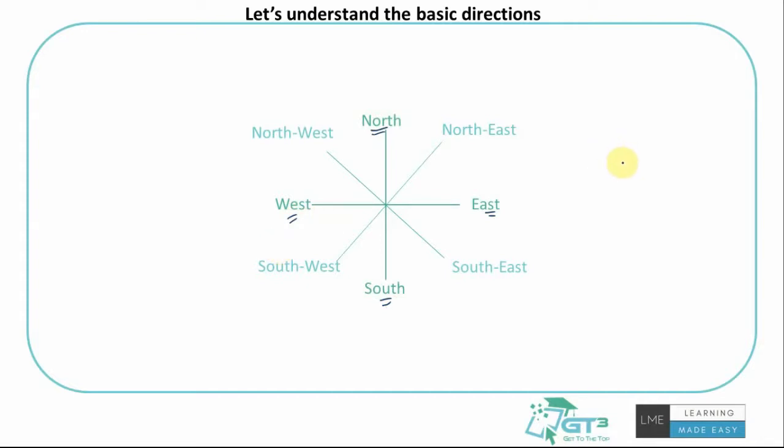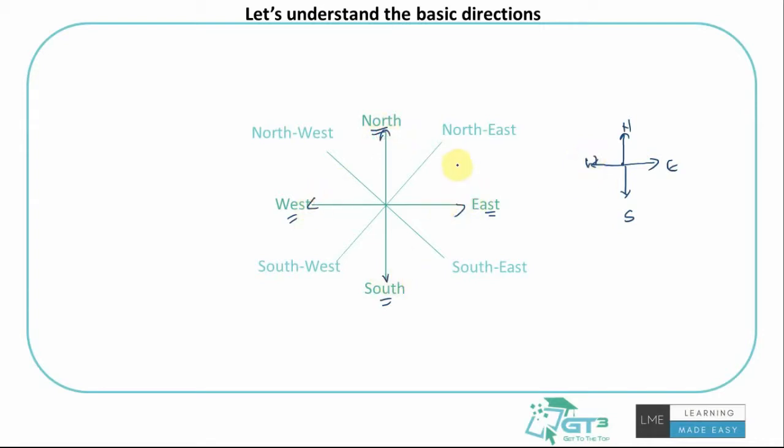So you'll always start with a point and understand if a person is walking towards north, it means he's walking in this direction. If the person is walking towards east, the person is walking towards this direction. If a person is walking towards west, that means the person is walking in this direction. If a person is walking towards south, the person is walking in this direction. Right? North, south, east, and west.